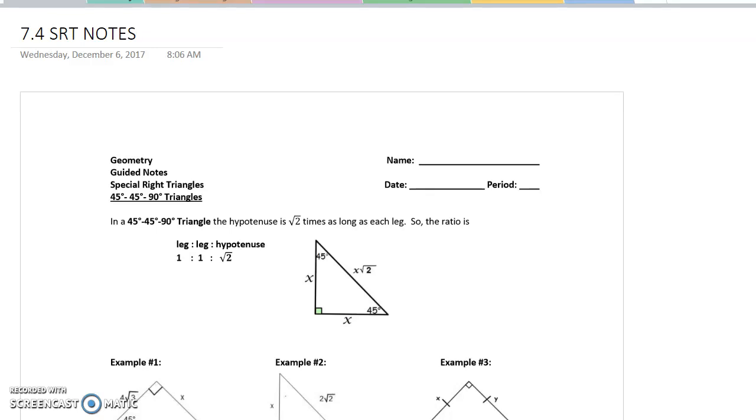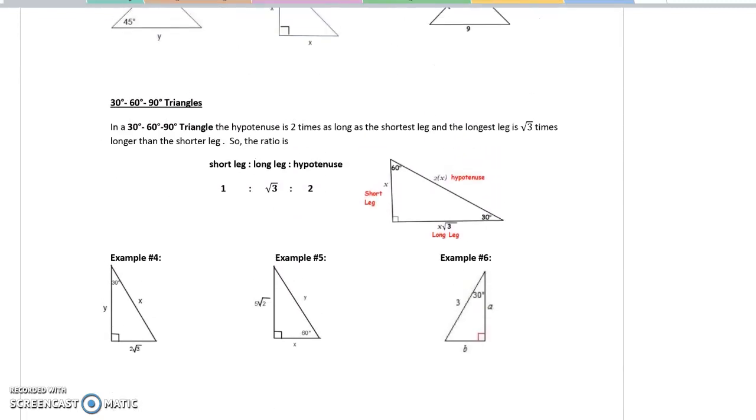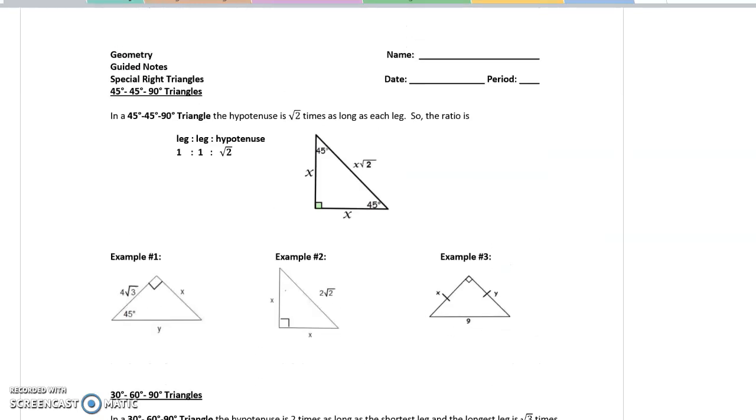Hello, everyone. The first thing we're going to do is talk about special right triangles. There's two types of special right triangles. Please keep in mind, all of them are 90 degrees, meaning they're right triangles. So we have a 45-45 isosceles right triangle, and the second one is a 30-60-90 triangle, given the angles inside the triangle. The first thing I'm going to start with in this video is the 45-45-90 triangle.